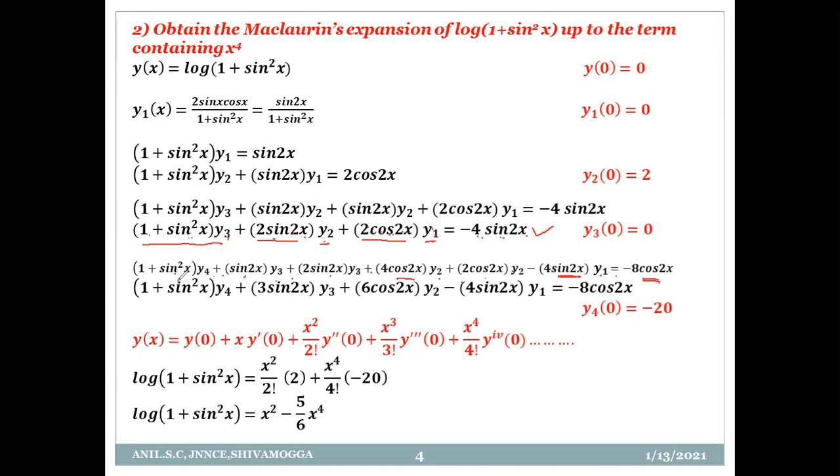Now (1 + sin²x) y4 + 4 sin 2x y3 + 2 sin 2x y3. The sum of these two is 3 sin 2x y3 plus 4 cos 2x y2 plus 2 cos 2x y2, which is 6 cos 2x y2, minus 4 sin 2x y1 is equal to minus 8 cos 2x.